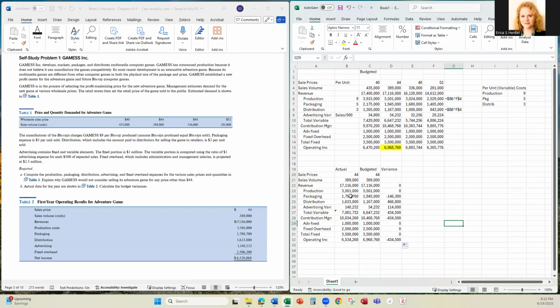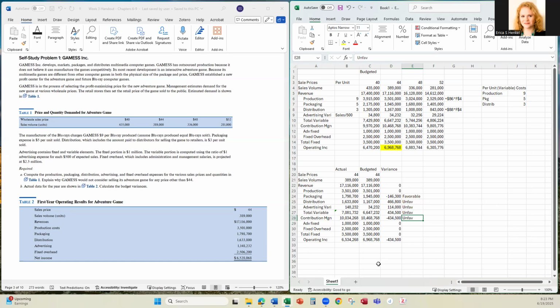So in our actual, we had less packaging than what we budgeted for. So it's a lower expense, so that is going to be favorable here. Distribution was more, so unfavorable. This one was more, so again, unfavorable. And our contribution margin in total was unfavorable because our expenses were overall more. So we look at all these variable expenses, we had $434,500 more in expenses than what we budgeted for, which is unfavorable.